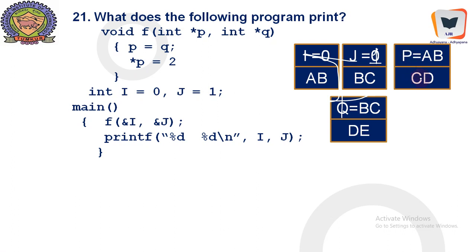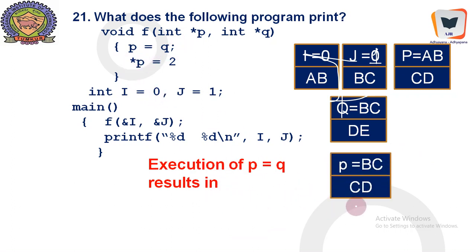Here I repeat, p will receive the address of i. The address of i is AB, so p will have AB, and p has its own address CD. And q will receive the address of j. The address of j is BC, and q has an address DE. Now execution of p equal to q results in p equal to BC, because q holds the address of j, that is BC.